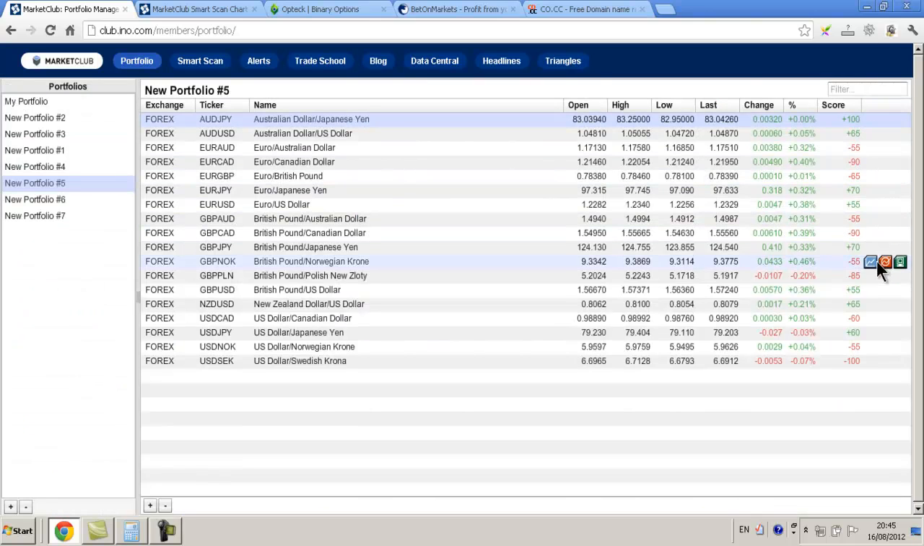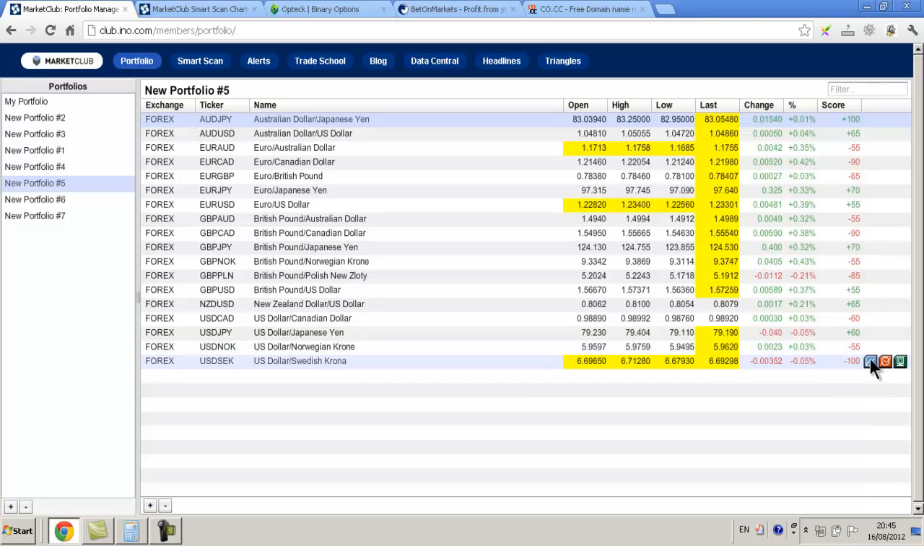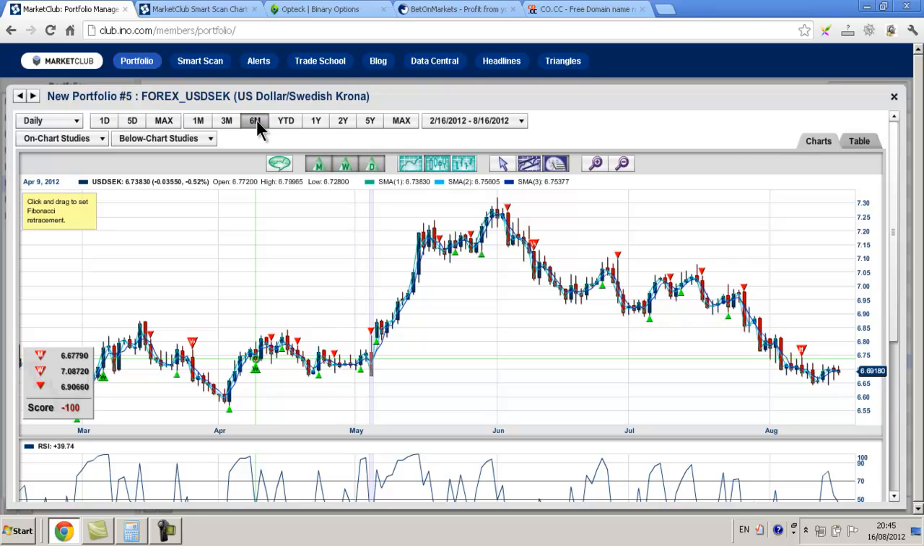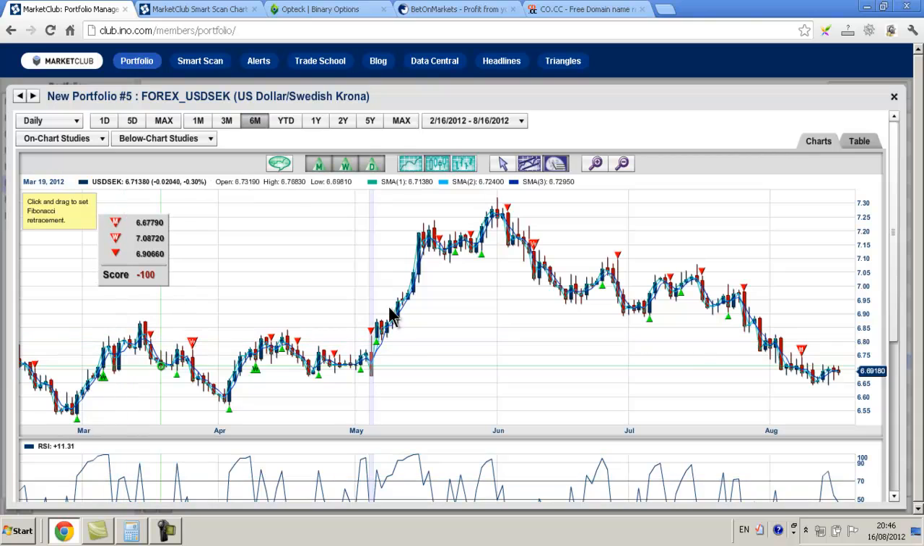Let's go down and have a look at US dollar, Swedish krona. Let's double click on that one. So we've got US dollar, Swedish krona. We've got it on a 6 month. Monthly, weekly, and daily trade triangles, -100 is our score there. Great. So it's been up and it's working its way down. So the trend is definitely down. There was a monthly a few days ago. We're still in a downtrend, although it looks like it's picking up a little bit there.